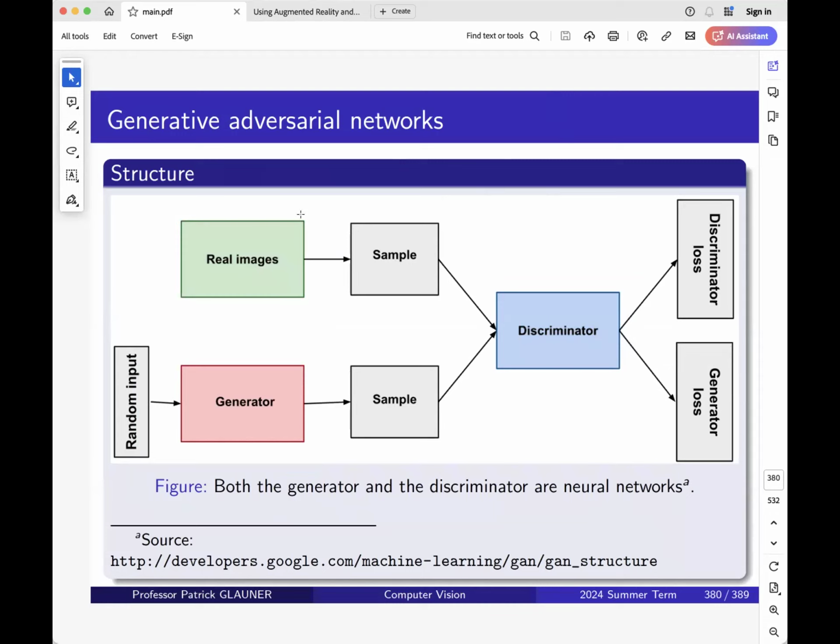And you have your real data and you have samples of that. And you also have a generator, and the generator will also generate samples like images, but fake ones. And then you're training this neural network to generate fake images. And your discriminator is your second neural network. And that discriminator is supposed to distinguish between real and fake.